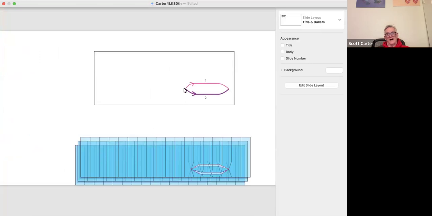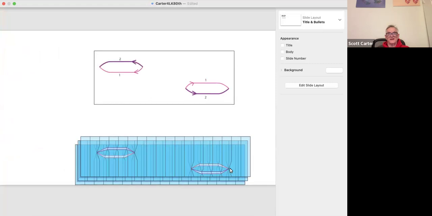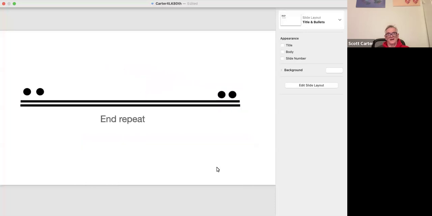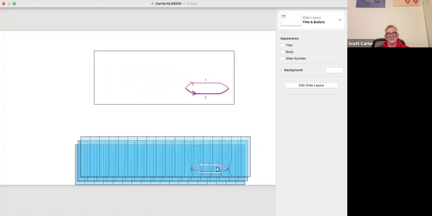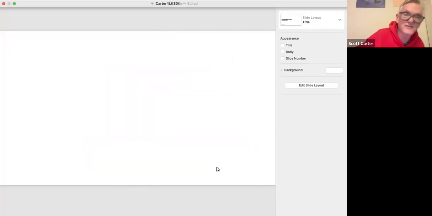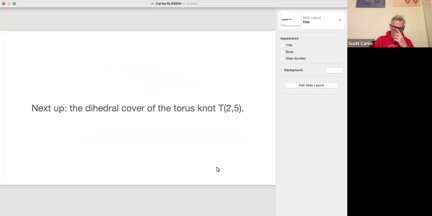So I won't describe these as handle attachments. They are handle attachments, but they have these nasty branch points there. And then we just slide one past the other, do type 2 saddle moves, type 2 saddle moves, straighten them out, and then repeat the process and then let those vanish. Okay, so the innermost sphere dies, the last sphere dies.